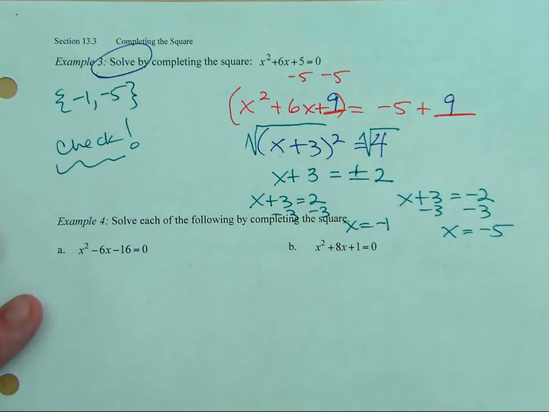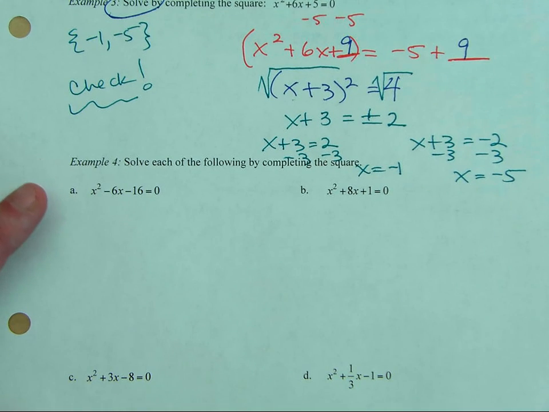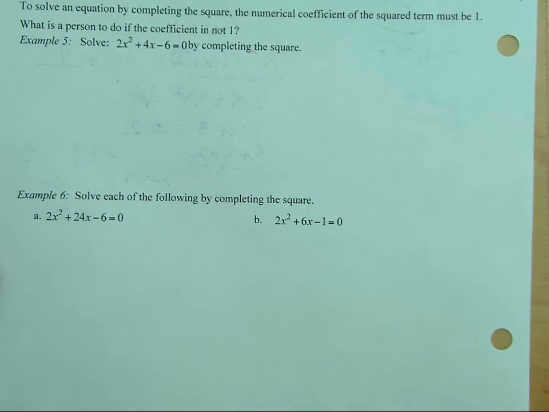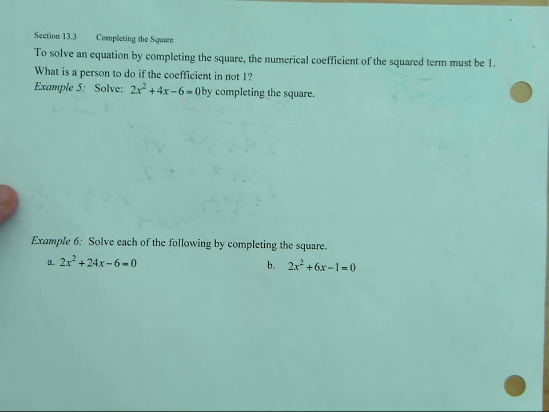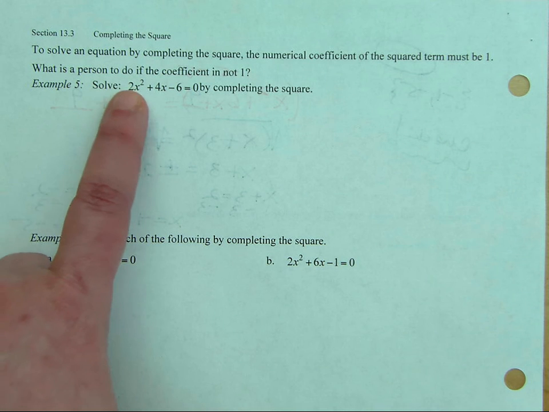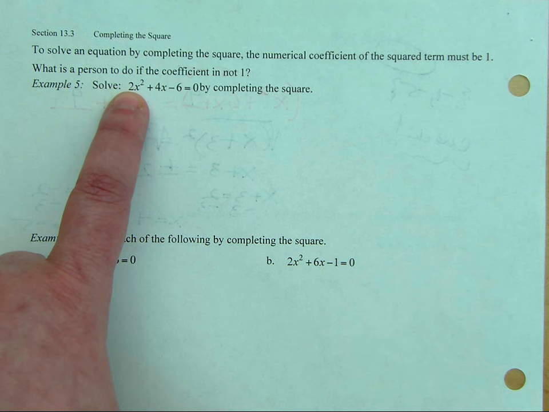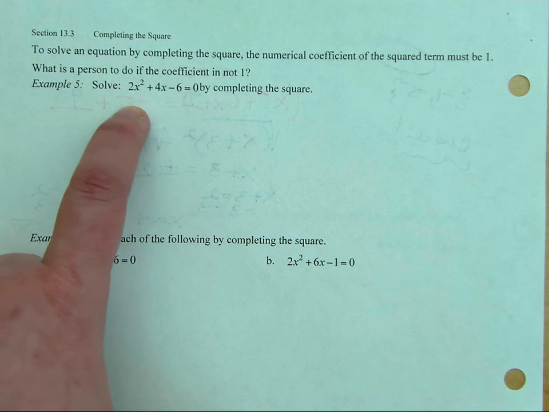Okay? But I would normally have you try these and then we'd share out. We're running a little late on time. So let's go over to the next slide. We're going to look at example 5. And we're going to solve by completing the square here. Now notice this one is a little bit trickier because the leading coefficient is not 1. So that's the difference.